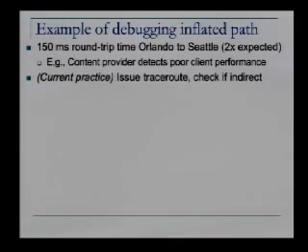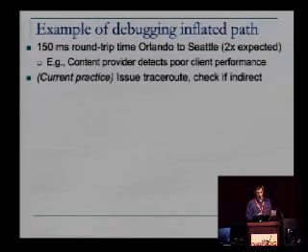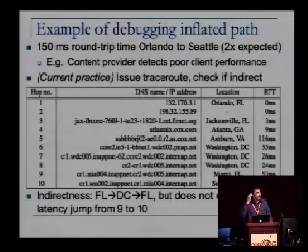One case when you might be looking for instances like this is if you're a content provider, you might detect poor performance to a client. You want to try to debug that. So with current practices, what you could do is issue a traceroute. You could check if it's indirect. So that's what we did. Here's the traceroute.